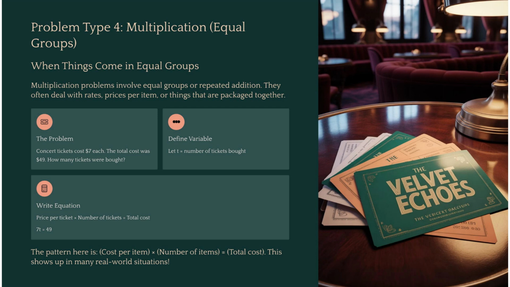Next, a multiplication problem. Tickets cost $7 each. If the total cost was $49, how many tickets T were bought? The cost per ticket times the number of tickets equals the total cost. 7 times T equals 49, or 7T equals 49.